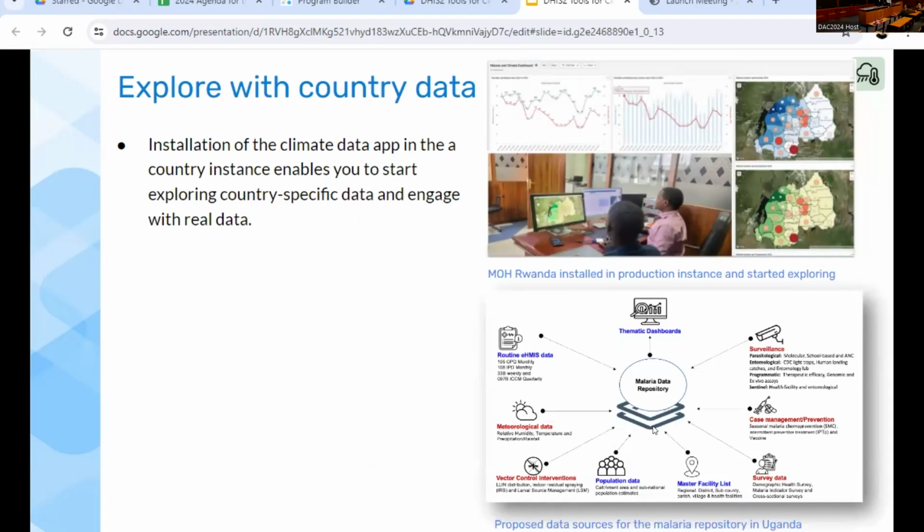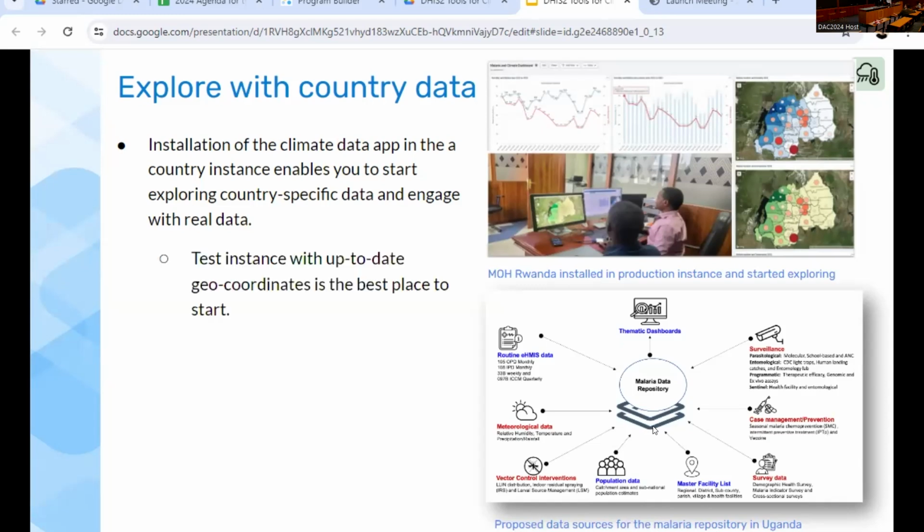And that, of course, enables you to start, because if you're going to present to a country and you're not able to show them what's happening within their district, it becomes very difficult. So installing this within the country, either a test instance or production instance, is very important. Then you can start exploring with metadata that people can identify with.